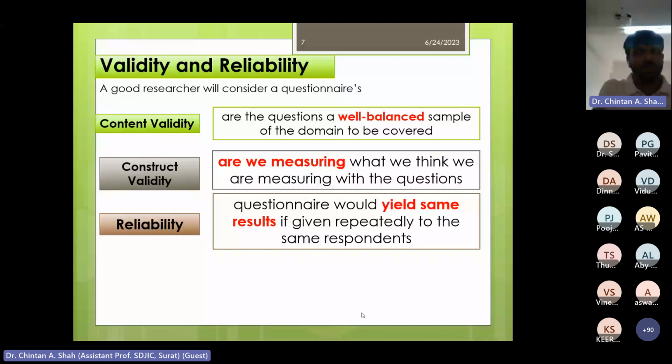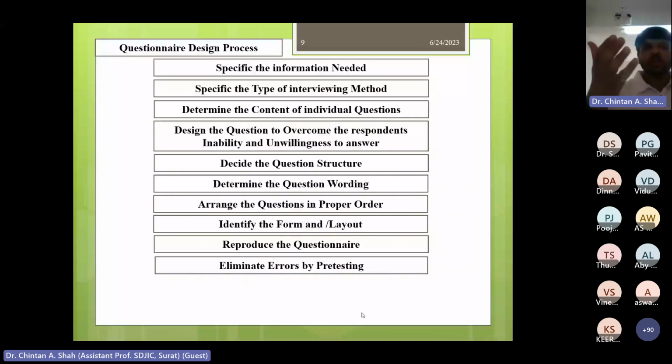Always check the validity of the questions, and always maintain the balance between things. And certain questions which you have to frame. Here, what specific information is needed, what kind of information is required, and which specific type of interview method: personal, telephonic, or mail. Determining the content of individual questions, you have to check, personally review, and personally retrieve all the things.